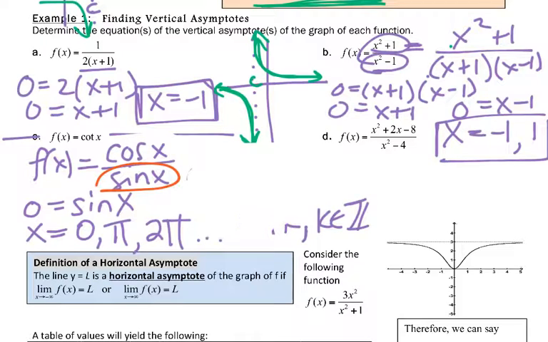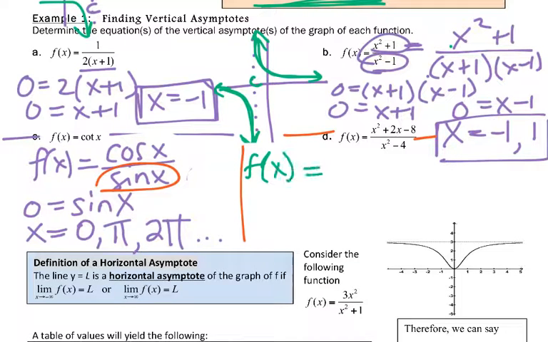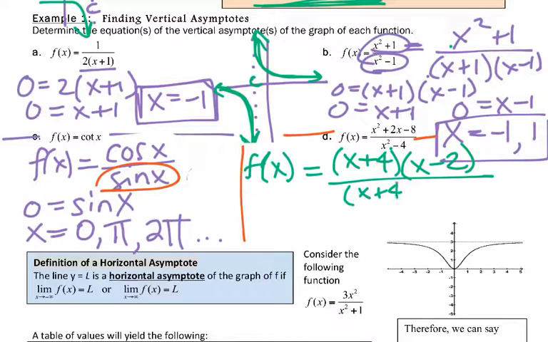Alright, I'm going to erase that so we have a little more room for D. Okay, so in D, we are going to have to factor. Remember, we want to factor the numerator and the denominator. So I'm going to mentally do a diamond for the numerator. This is what I get. In the bottom, I have a difference of squares. So x plus 4, x minus 4.